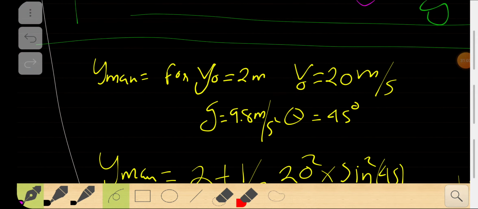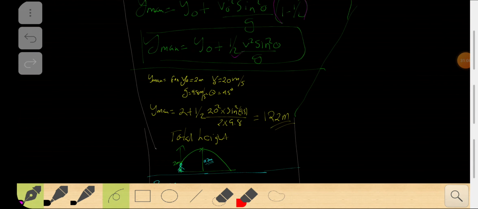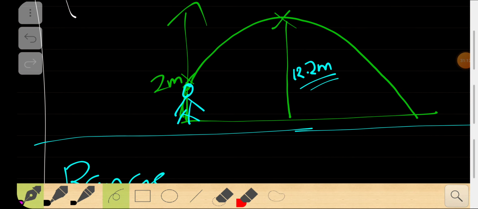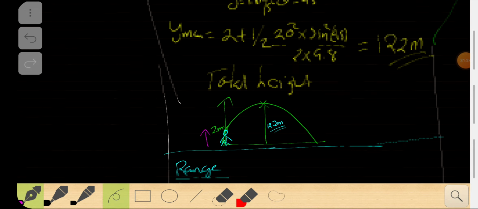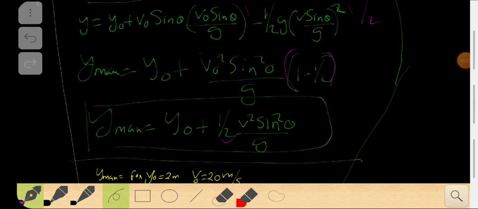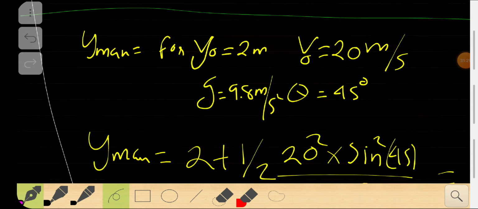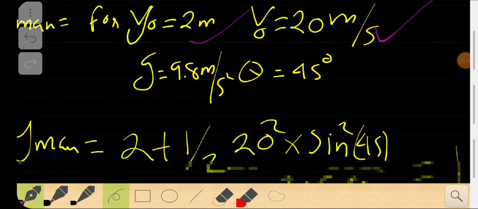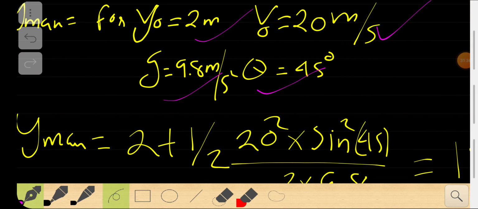So if you want to substitute for y max, what is y0? If you have a guy standing here, then his height will be 2 meters. So that will be the y0, the initial y value, the starting point, which is 2 meters. And v0 is 20 meters per second. We have done that problem earlier, and g is 9.8 and theta is 45 degrees.